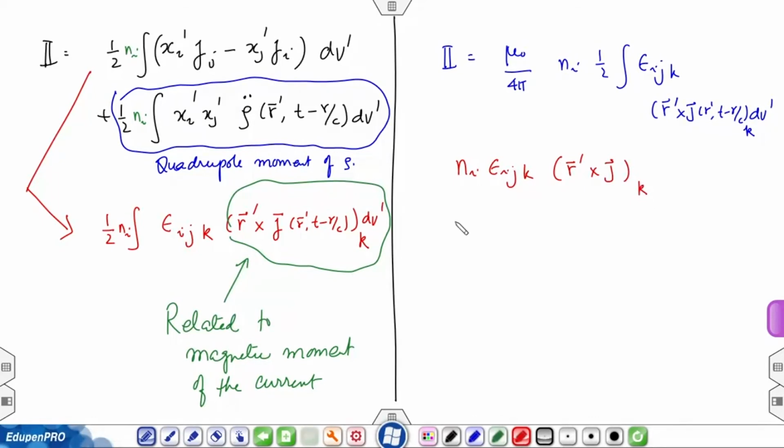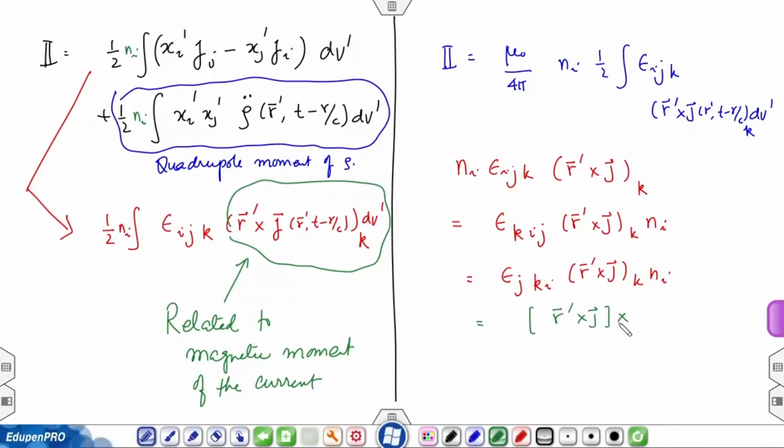I can write this as epsilon k I j, r prime cross j k, n I, and further as epsilon j k I, r prime cross j k, n I, which is nothing but equal to the jth component of r prime cross j cross n unit vector.